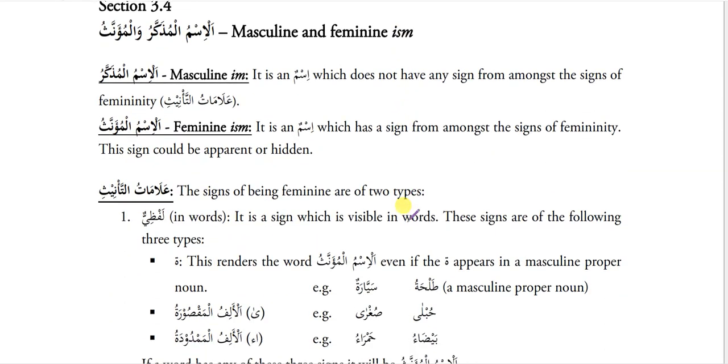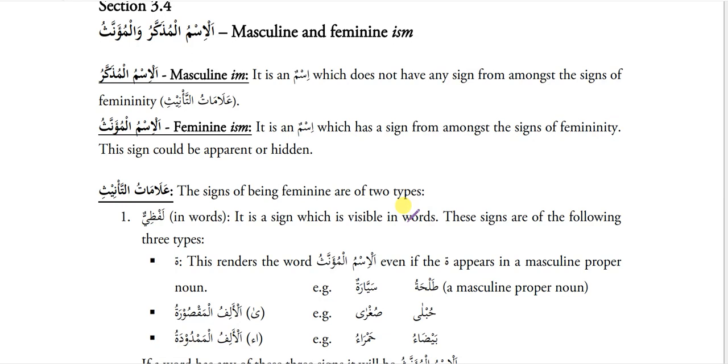Al-ismul muzakkaru wal muannasu, the masculine or feminine ism. Al-ismul muzakkaru is an ism which does not have any sign from amongst the signs of femininity, like alamatut tanis. And ismul muannas: the definition of muzakkar is that any ism which is not muannas is muzakkar.